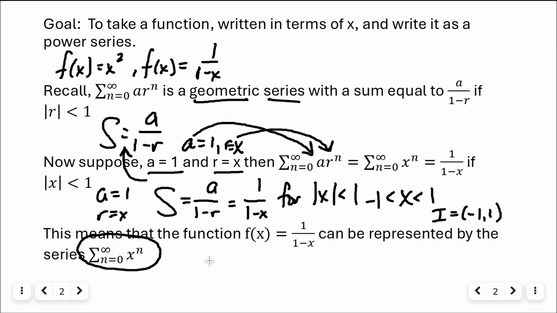And that's the goal behind today's video, is to take functions and put them in the form of a over 1 minus r, because a over 1 minus r leads me to the sum of a times r to the n, that geometric series, which I can then take a function written in this form and convert it to a series. Okay, that's what we're going to try to accomplish. All right, so let's take a look.